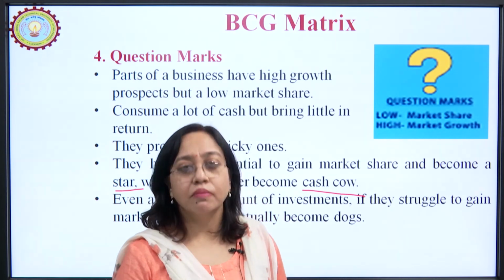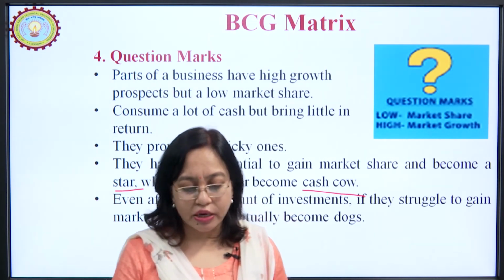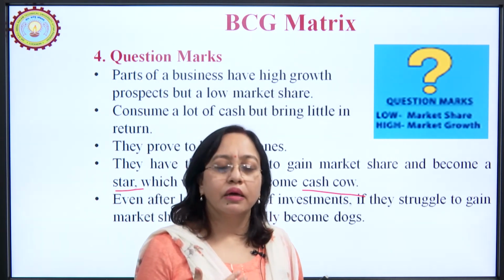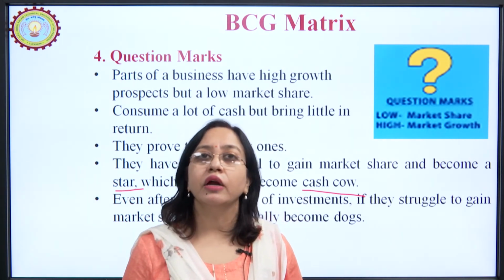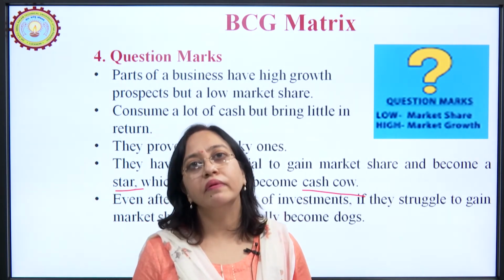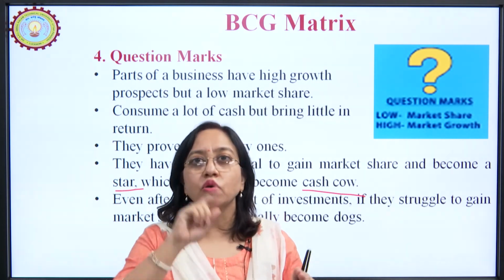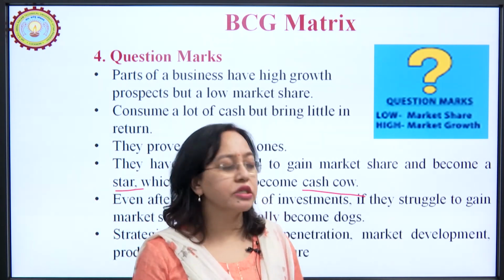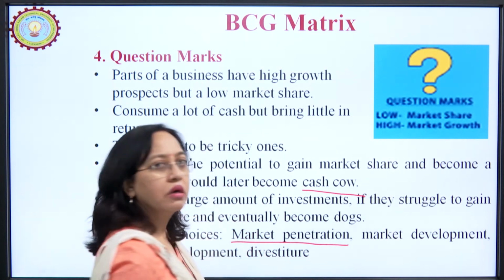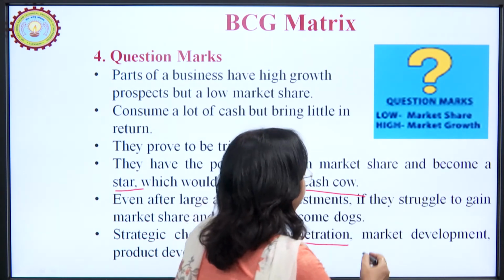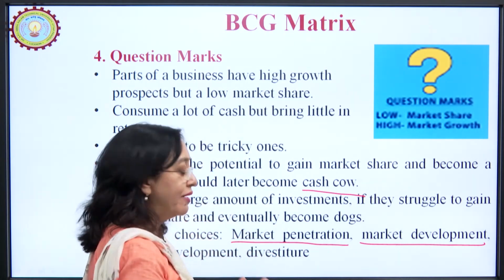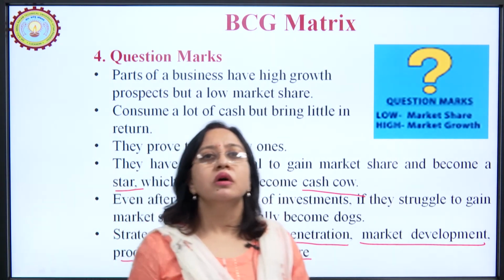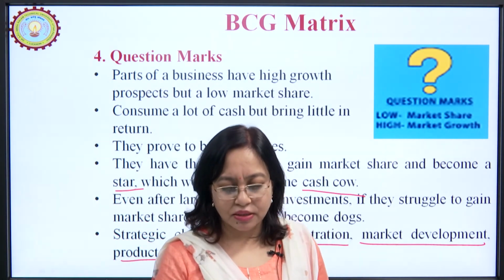Even after large amounts of investment, if they struggle to gain market share, they eventually become dogs. So, if they are not able to gain market share, if they do not become stars, what will they become? They will become dogs. That is why a question mark is used as a sign for them, because they can move either way. And strategic choices are again market penetration, try to enter the market, whatever price you want to offer, try to develop new markets, try to develop new products, new features, or divestiture, try to reduce your share in the business.